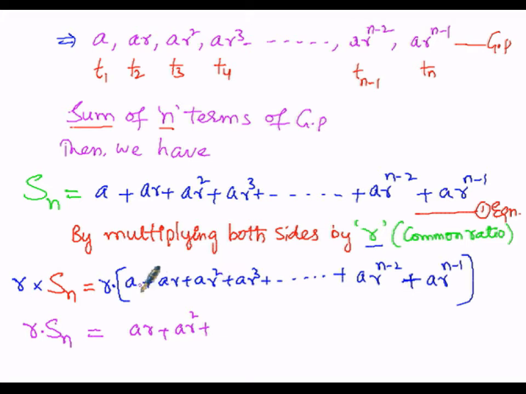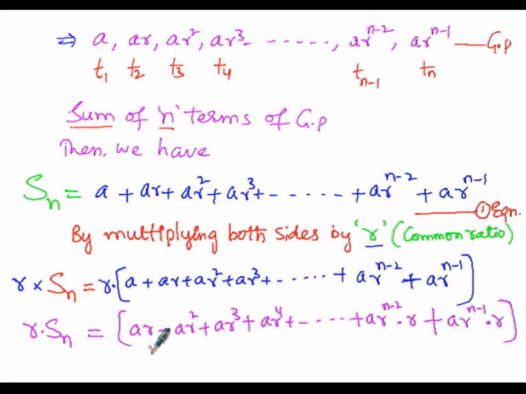So here one more degree will be added, because we are multiplying by r to the power of 1. The exponent increases by 1, so the third term will have r to the power of 3 instead of 2. Plus ar cube into r gives ar to the power of 4, plus and so on. Then plus ar to the power of n minus 2, multiplied with this r, plus ar to the power of n minus 1 also multiplied with this r again. In this manner I have multiplied each and every term by r.